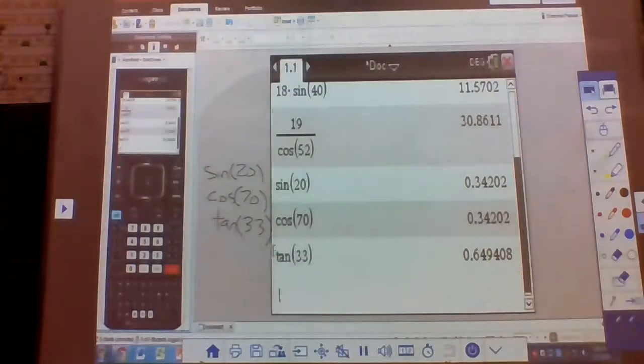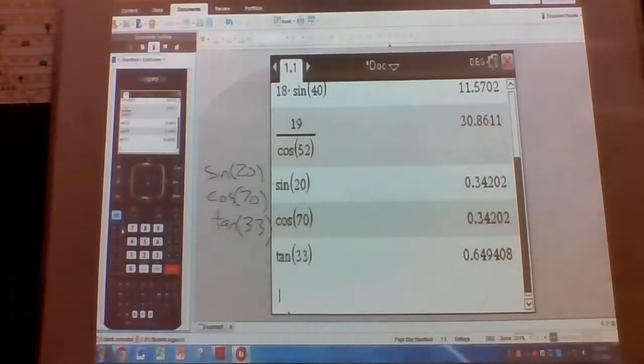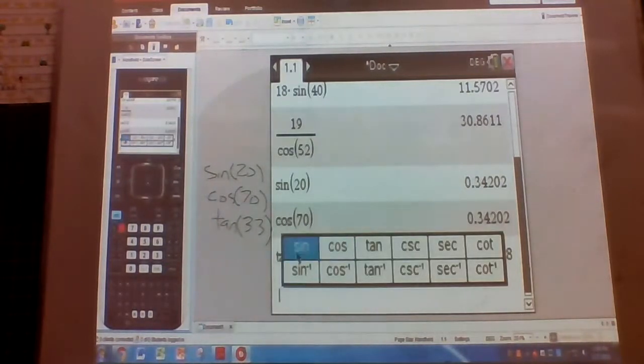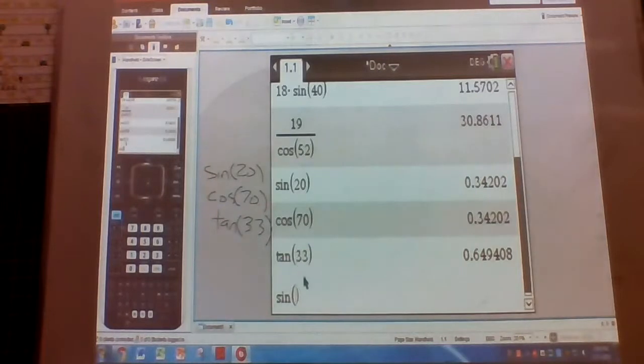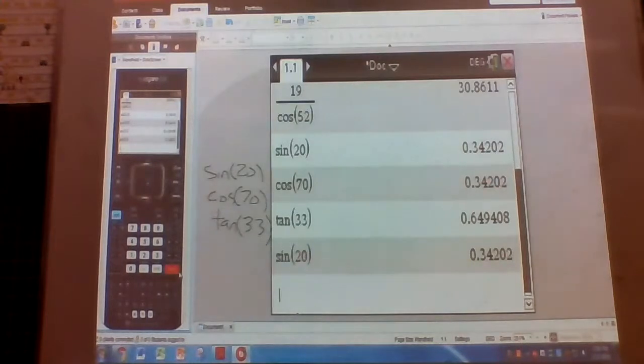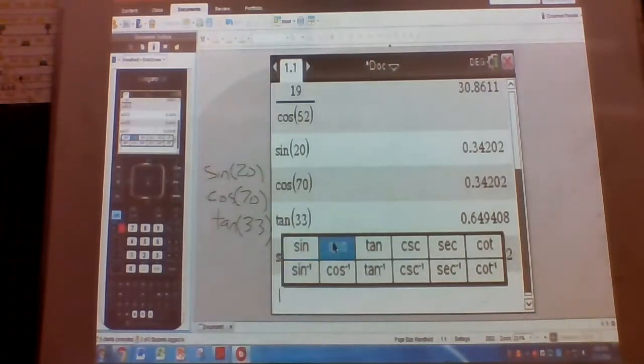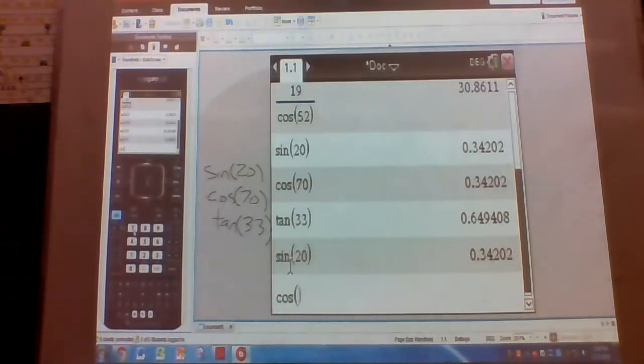So what we want to do is hit the trig button right here, next to the equal sign. You hit trig. We want to do sine. Okay, and then we simply put in sine of 20. We hit enter, and we get 0.34202. The question asked us to round to the nearest hundredths place. So we have the tenths place and then the hundredths place. So we want to put our answer as 0.34.